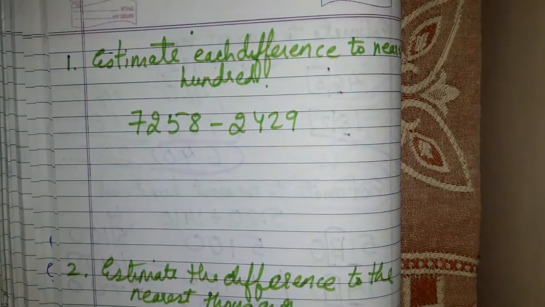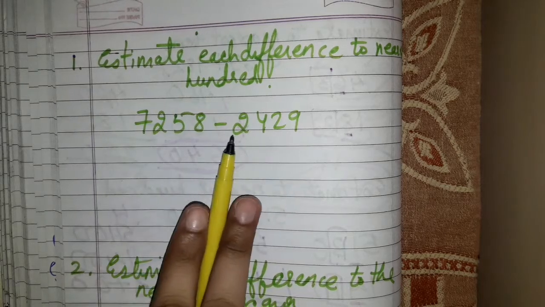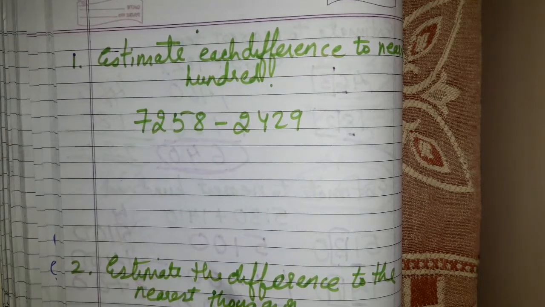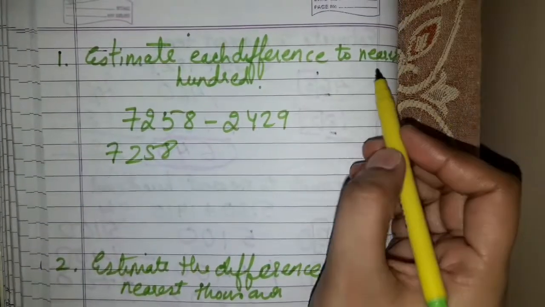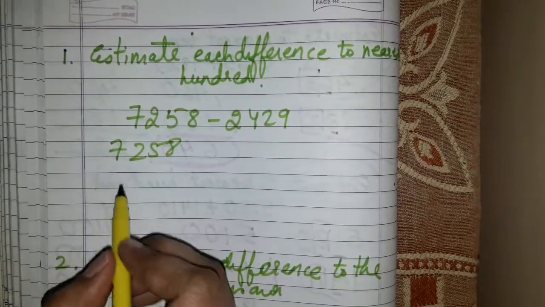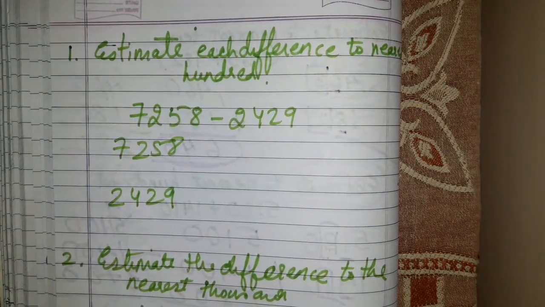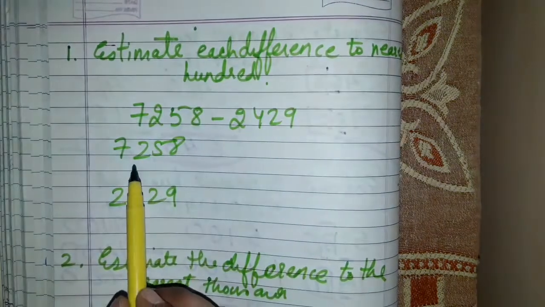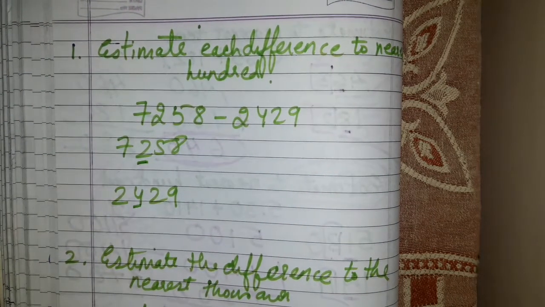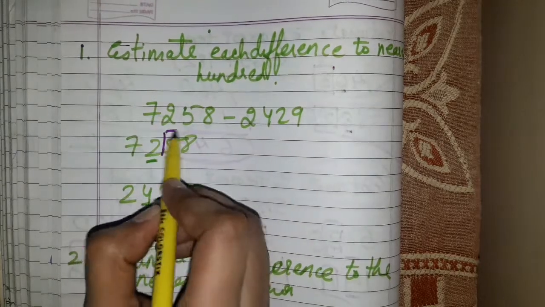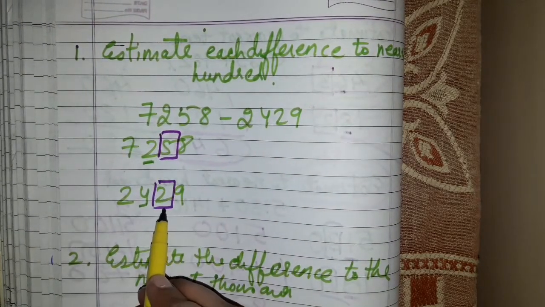Now let's take a few examples of subtraction. Suppose this is the question: 7258 minus 2429. What we will do is individually round off both the numbers. We have to give the answer nearest to the 100 place. So individually we will round off both the numbers nearest to 100. That means this place value. So we are going to look at the digit which is on the right hand side. Here we have 5. Here we have 4. Here we have 2.